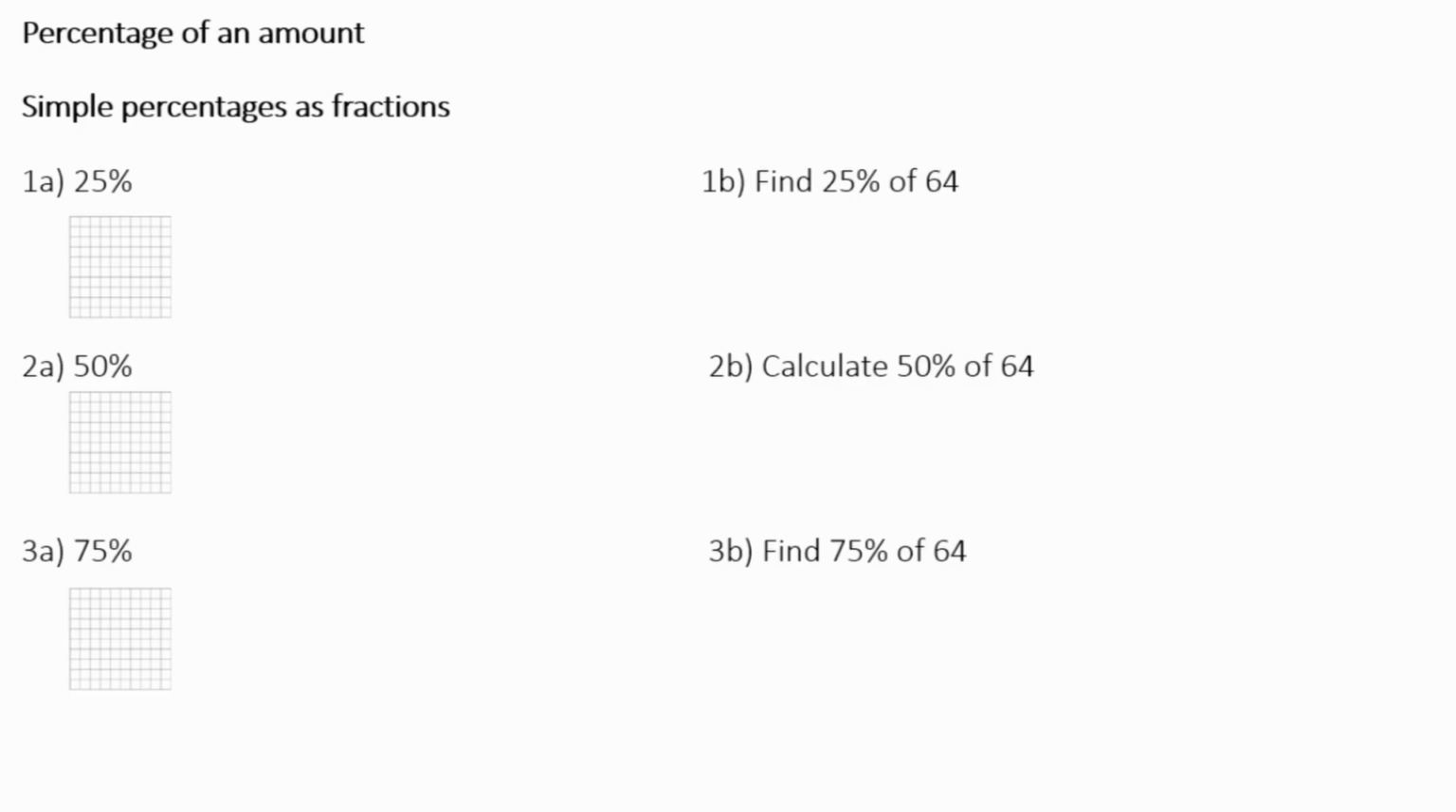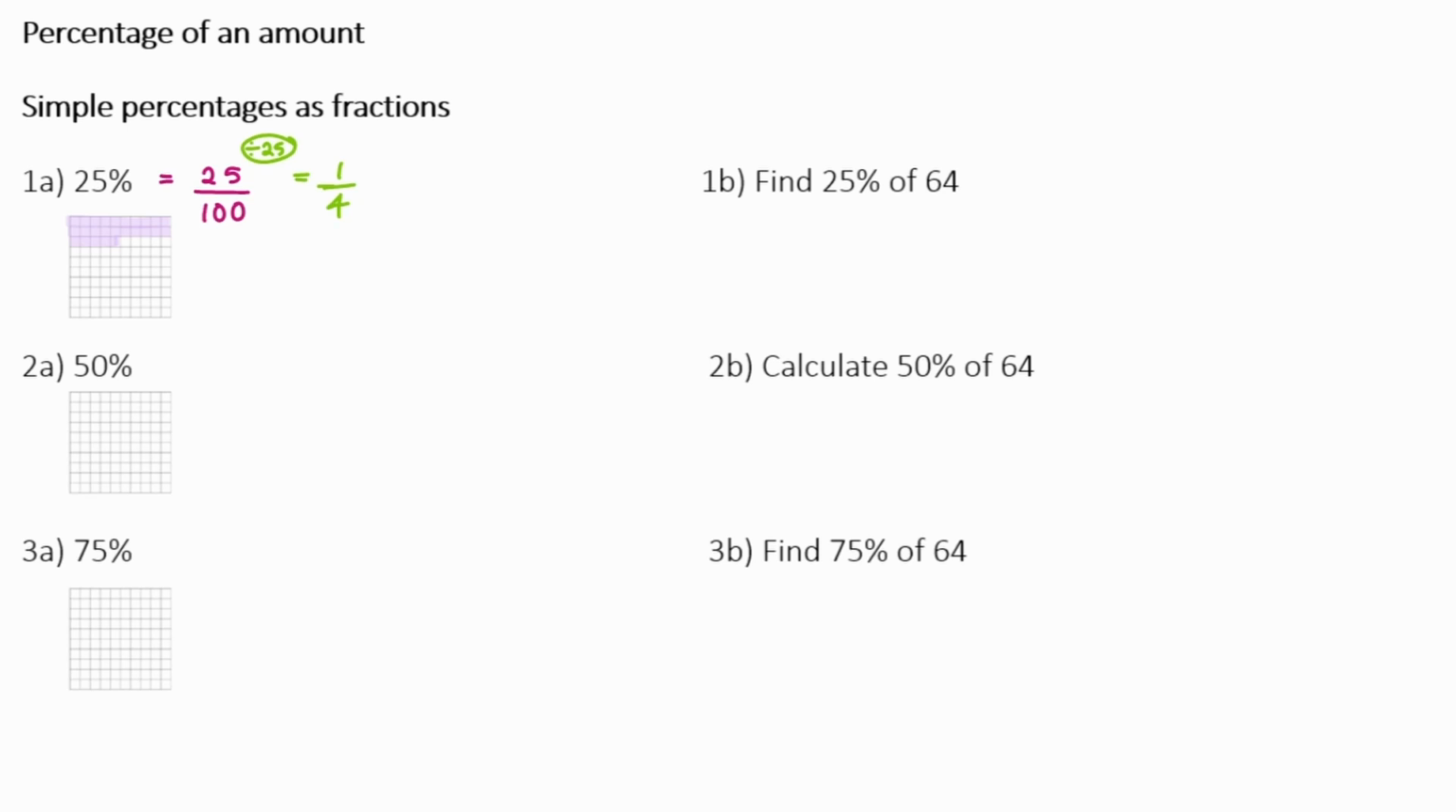So before we look at how to find percentages using the multiplication method, I wanted to quickly first talk about how to write simple percentages as fractions. So for number 1a, if I want to write 25% as a fraction, I could first write that as 25 over 100, which means out of 100 squares, 25 of these squares are shaded in. Now this equals the same as a quarter, because if I divide both my numerator and denominator by 25, then this would give me 1 over 4, which is a quarter.